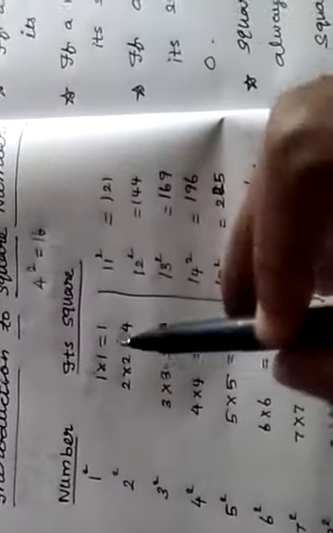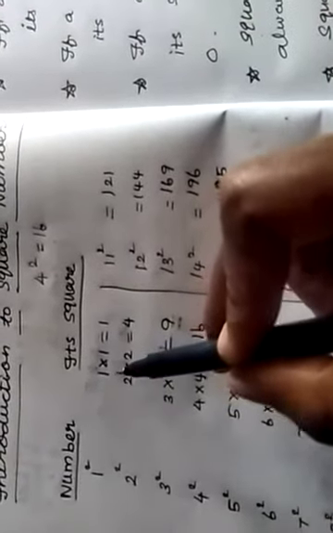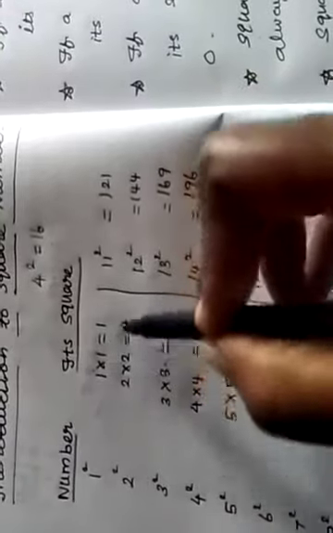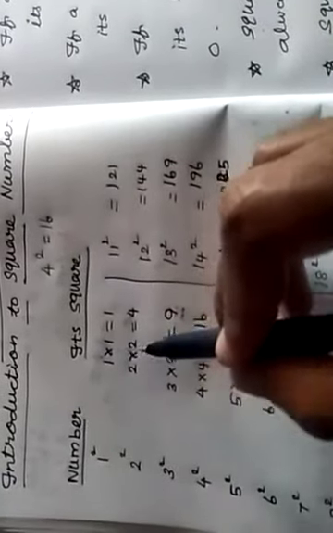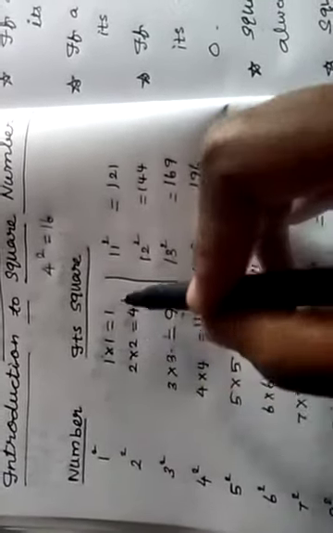A natural number n is called a square number. You know very well the natural numbers n equal to 1, 2, 3, etc. If we can find another natural number m such that n equals m squared, that is, when a number is multiplied by itself, then the product is called a square number.